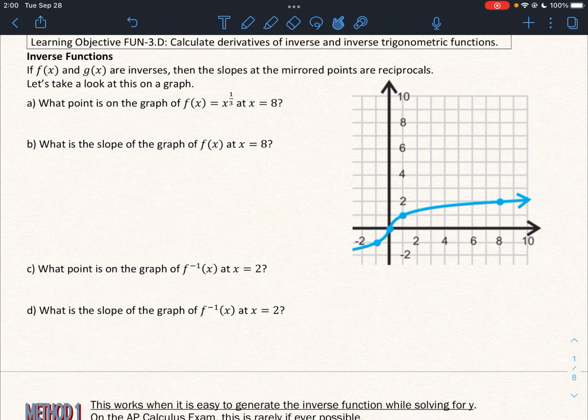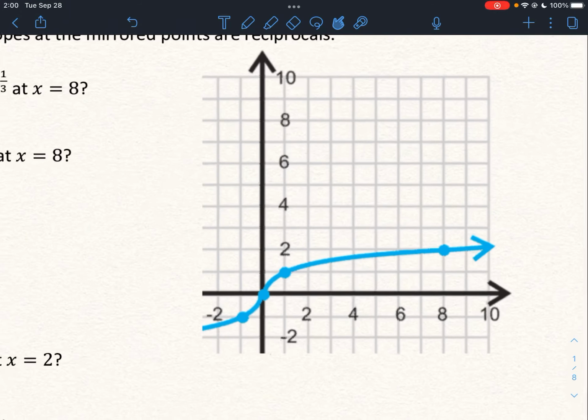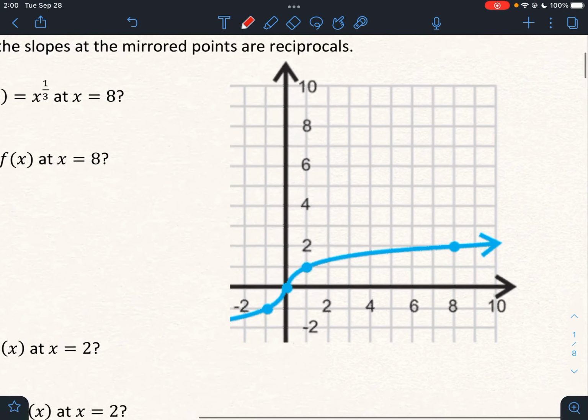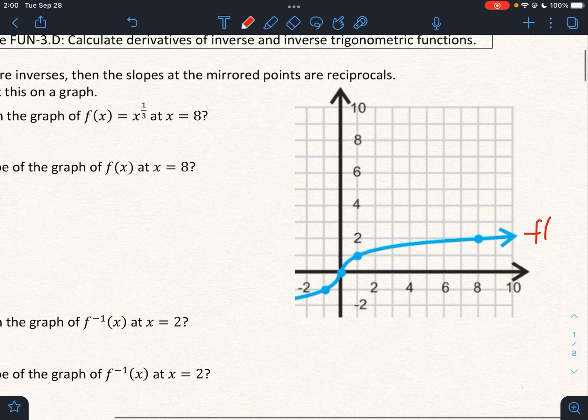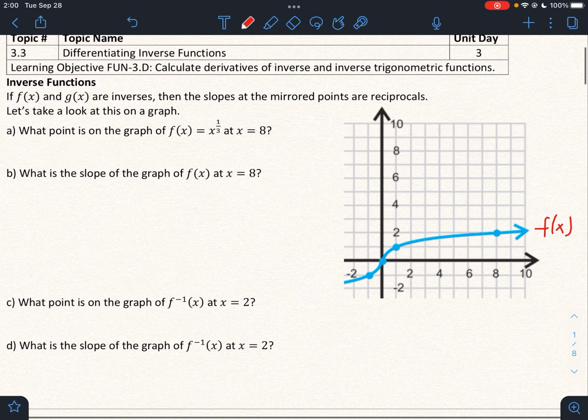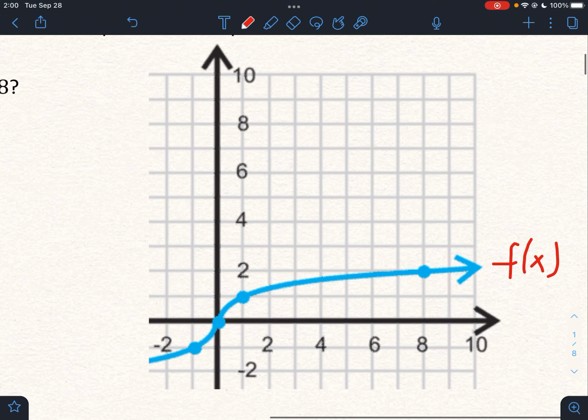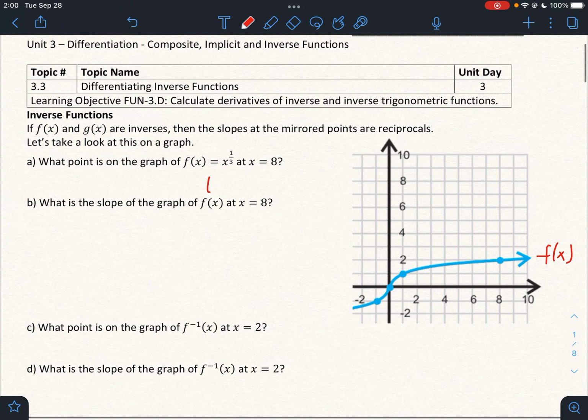If f of x and g of x are inverses, the slopes at the mirrored points are reciprocals. Let's take a look at this graph. We're going to call this graph f of x. It asks, what point is on the graph of x to the 1/3 at 8? Here's our point at 8. That point would be 8, 2.